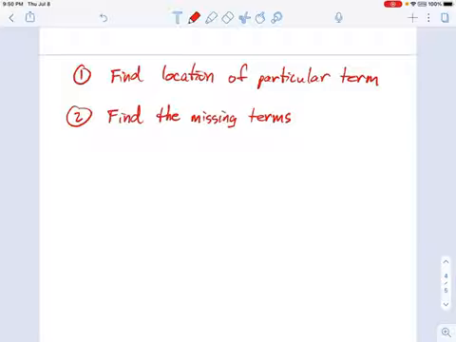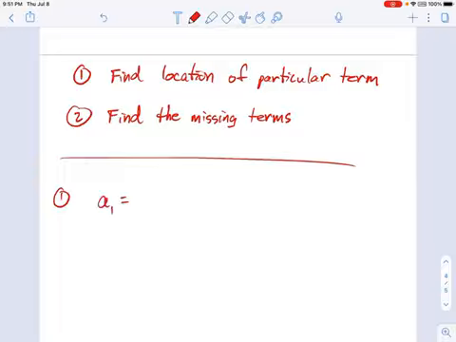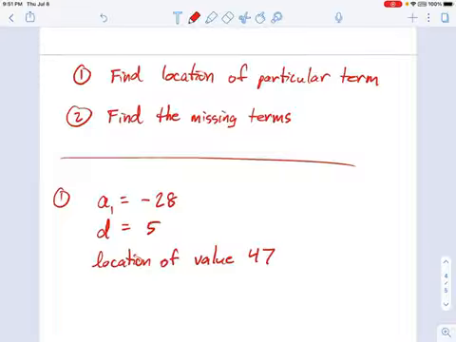So let's say I've got an arithmetic sequence and I want to know where a certain term is located. So let's just start with something here. So number one, we're going to say I have an arithmetic sequence and all I know about it is that the first term in the sequence is negative 28. And I also know that the common difference is 5. I want to know the location of the value 47 in the sequence. Okay?